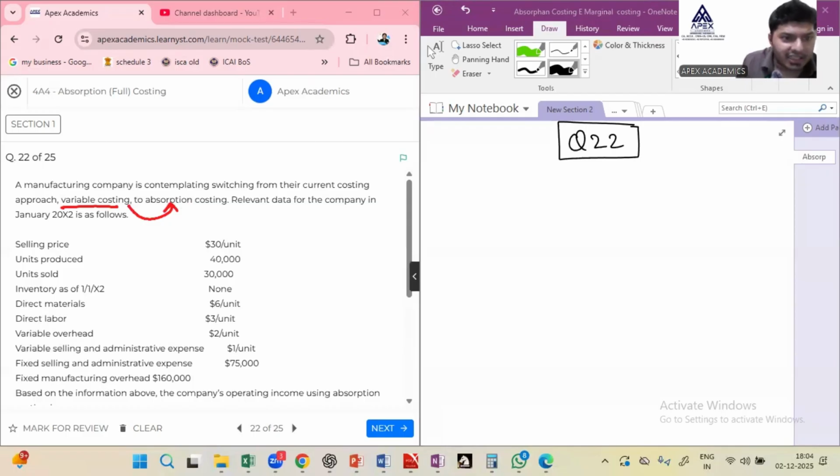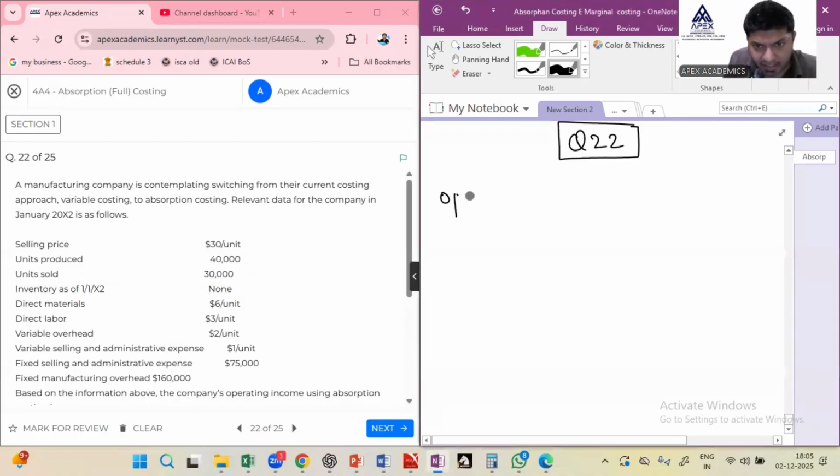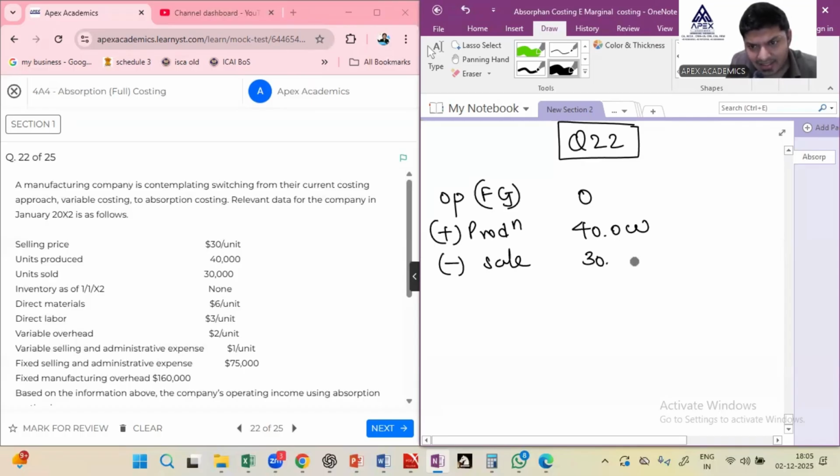The relevant data for January 2002 is given. Selling price is given. That's 30 per unit. Units produced are 40,000. Units sold are 30,000. Opening stock as is on 1st of January is 0. Therefore, I can clearly stand up over here and say that my opening stock of finished goods is 0. To this, I will add my production. My production is 40,000. From this, I will subtract my sale. My sale is 30,000. I am left obviously with closing stock, and my closing stock is 10,000.